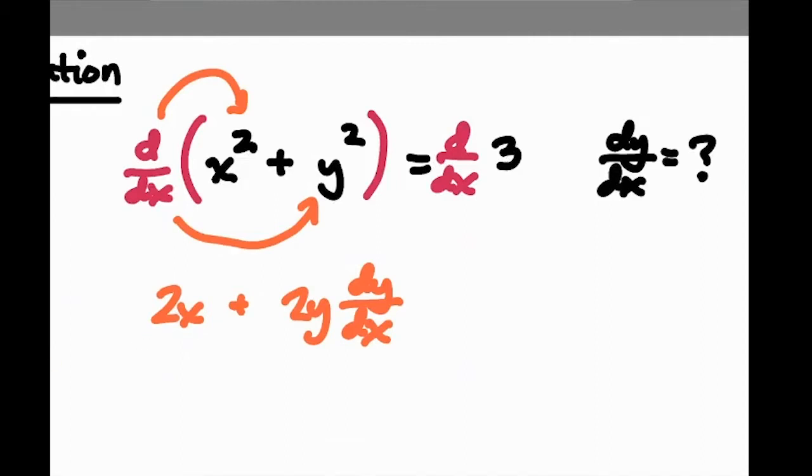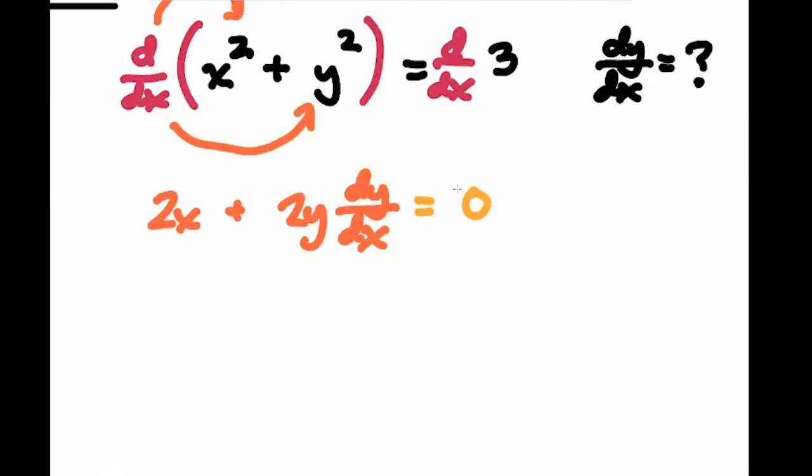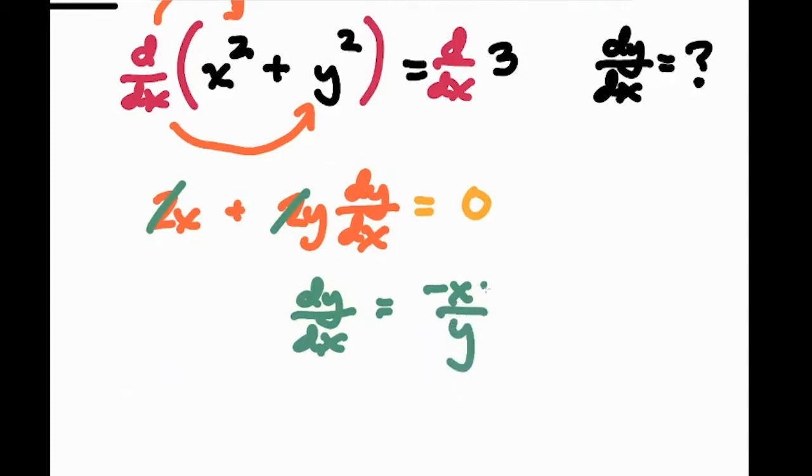All right, next, what is the derivative of 3? 0. Very good. Okay, now, if you notice, what are we solving for? We're solving for dy over dx. So that's what we're going to solve for. We're going to divide both sides by 2. 0 over 2 is 0 still, so I'm just going to ignore that. Subtract the x to the other side and divide by y, and you end up with negative x over y. Now, what does this expression right here represent?